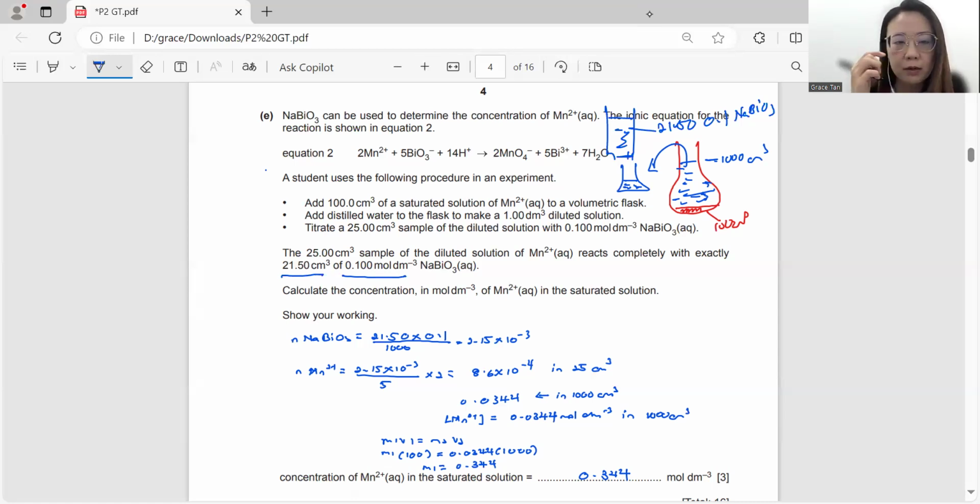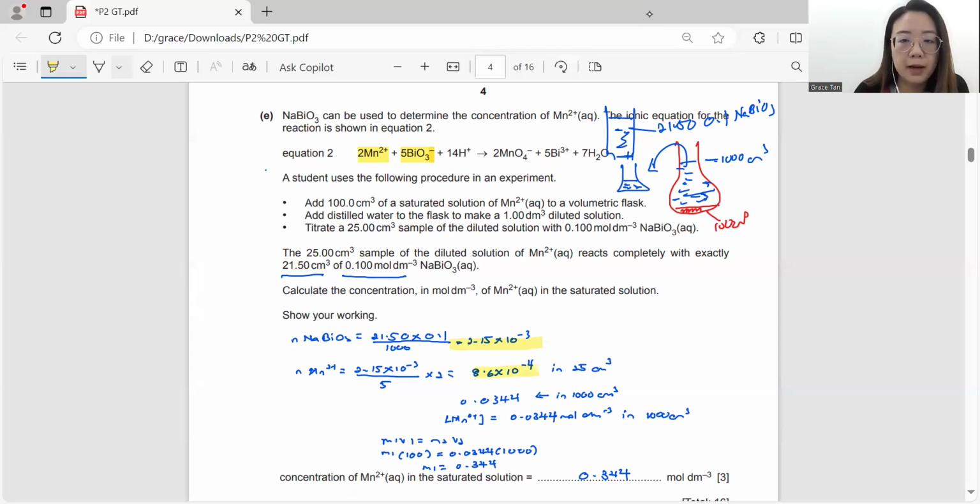Okay, so first we calculate the number of moles of NaBiO3. So 21.5 times 0.1 divided by 1,000 is 2.15 here. Now, according to the equation, okay, your NaBiO3 is 5. You want to find Mn2+ is 2. So you need to divide by 5 times 2. Therefore, this is the number of moles of Mn2+, but in a conical flask. All right. The Mn2+ here is only the 25 cm³ in the conical flask.